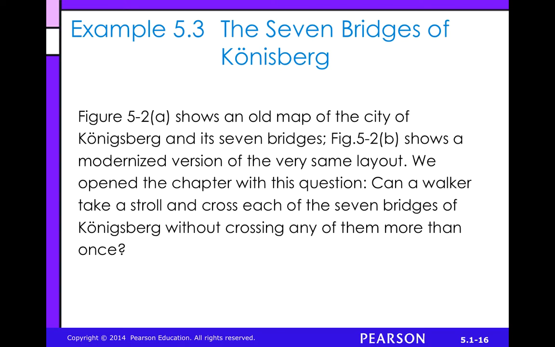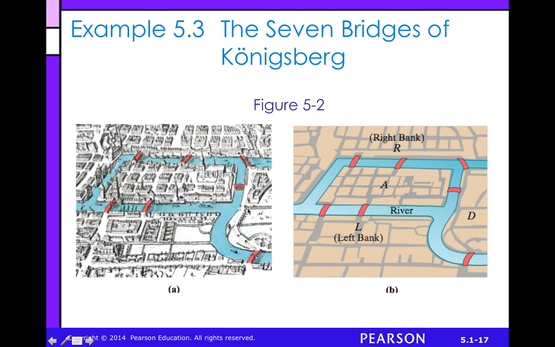Okay, so basically here we have two figures. One shows the city of Königsberg and its 7 bridges, and the next shows a modernized version of the very same layout. So we open the chapter with this question: can a walker take a stroll and cross each of the 7 bridges without crossing any of them more than once? So here's sort of a more modernized version where the buildings have been taken out so we can just see the necessary information.